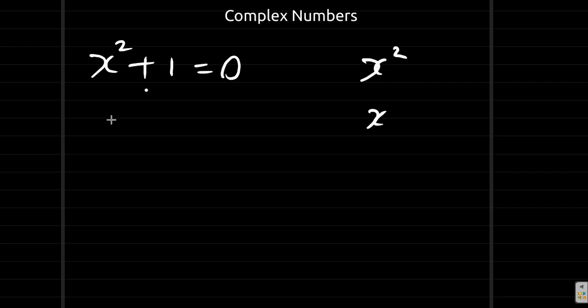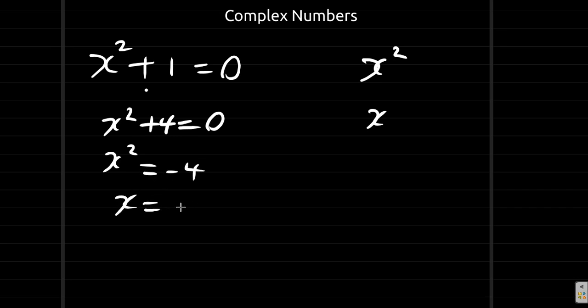Alright, it can be a case where you have x squared plus 4 is equal to 0. What would be the answer here? If you subtract 4 from both sides, you have x squared equals -4. And then x would be, so you find the square root of both sides. Square root of x squared is x. The square root of -4, I rewrite it as the square root of -4.